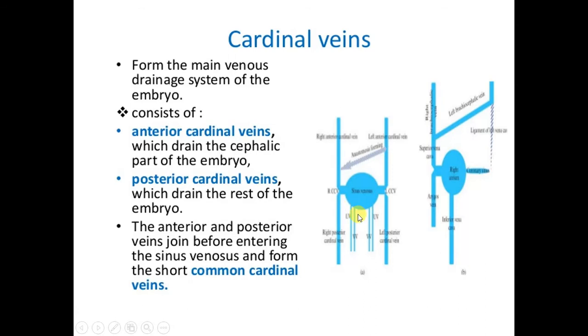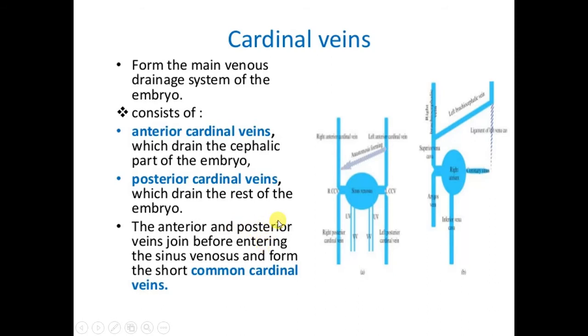Basically, the cardinal veins consist of anterior cardinal veins and posterior cardinal veins. The anterior ones drain the cephalic portion of the embryo, that is the head and neck region and the upper limb. The posterior cardinal veins drain the rest of the body, that is the abdominal wall, the lower limb and the thoracic cage.